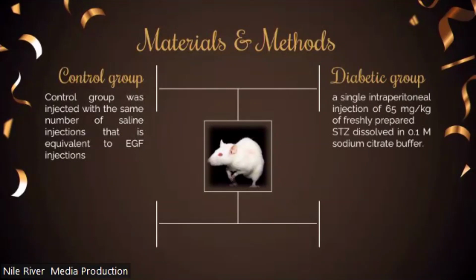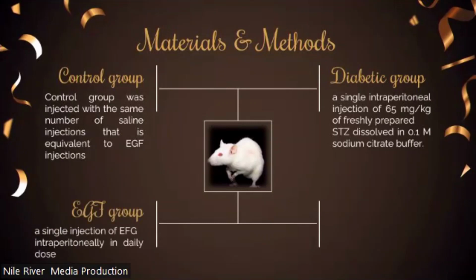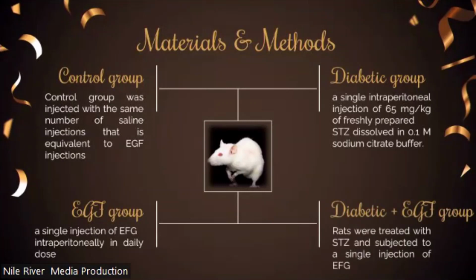Diabetic group, single intraperitoneal injection of 65 milligram per kilogram of freshly prepared streptozotocin dissolved in 0.1 molar sodium citrate buffer. Epidermal growth factor group, a single injection of epidermal growth factor intraperitoneally in a daily dose for 2 months. Last group, diabetic and epidermal growth factor. Rats were treated with the streptozotocin, then given single daily injections of epidermal growth factor.